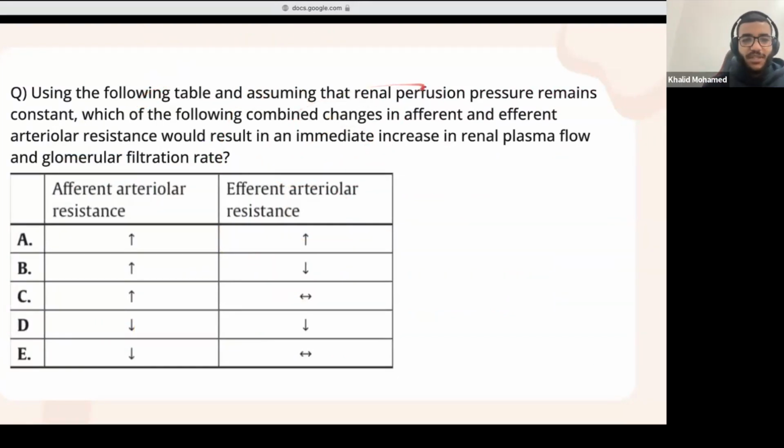Using the following table and assuming that renal perfusion pressure remains constant, which of the following combined changes in afferent and efferent arteriolar resistance would result in an immediate increase in renal plasma flow and glomerular filtration rate?